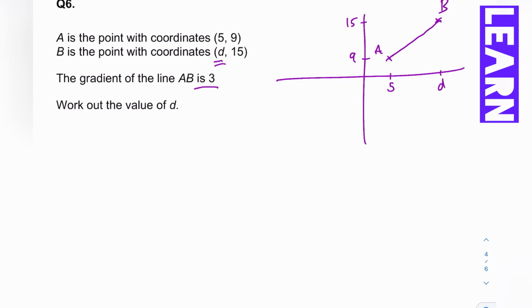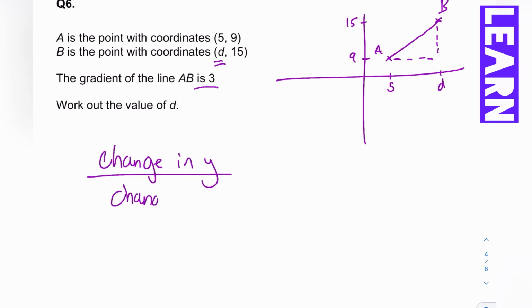So we're now told that the gradient of the line is 3. So we know that that means change in y over the change in x must equal 3. We can work out what the change in y is. We know that the change in y is the difference between my y ordinates, which is a difference of 6. And then the change in x, well, this goes from D all the way to 5.